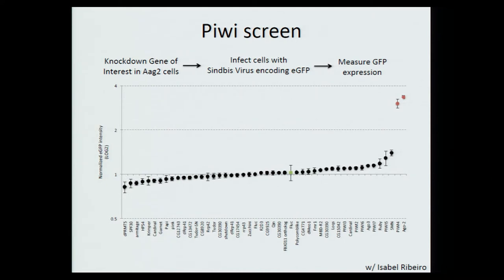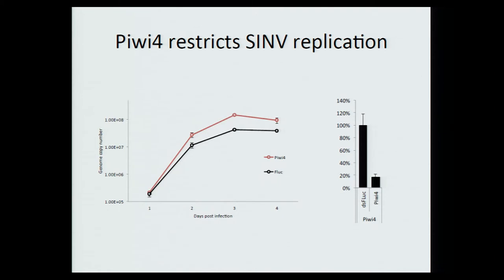So we started with a screen in order to identify members of the PIWI family that may be involved in antiviral defense, and we immediately found one such gene, PIWI4, which strongly antagonized GFP, or its knockdown resulted in a severe increase in GFP expression from a Sindbis EGFP virus. So we confirmed that it does in fact restrict viral replication by knocking it down and infecting with wild-type Sindbis virus. And we found that this is a general antiviral restriction factor because it acts not only against Sindbis virus, but also against dengue virus, which is a flavivirus. And so now we know that PIWI4 is an antiviral restriction factor.